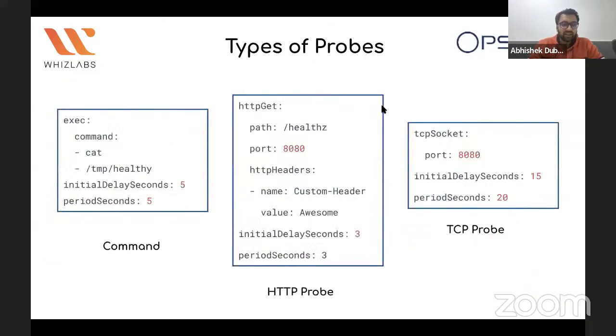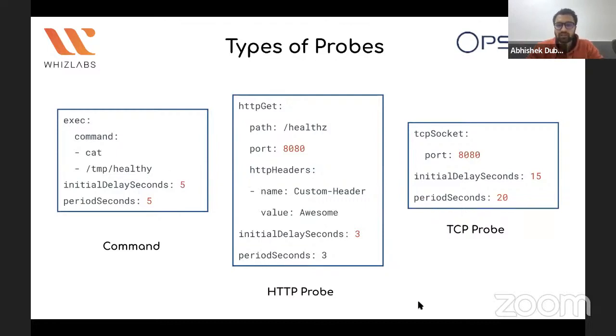Now, here I have defined a little bit of example of the probes. So for example, I have an exec probe. Inside this exec probe, I have given an example of a command. Inside the command, you can see that I have written a shell command where I'm doing a cat of the temp healthy file. So it will try to read this file. And suppose this file exists, what status code will I get?